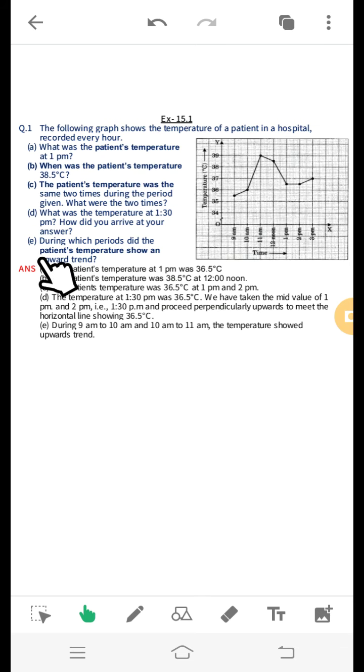During which period did the patient temperature show an upward trend? During 9 a.m. to 10 a.m. and 10 to 11 a.m., the temperature showed an upward trend.